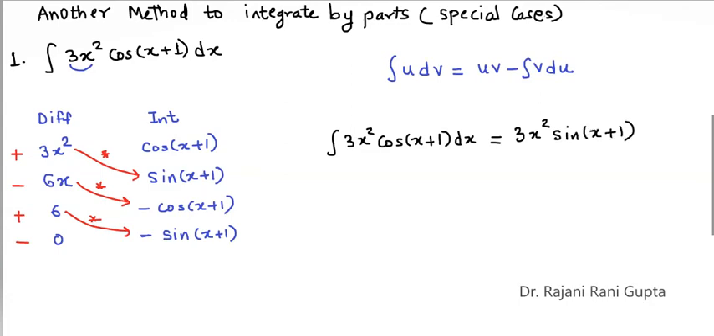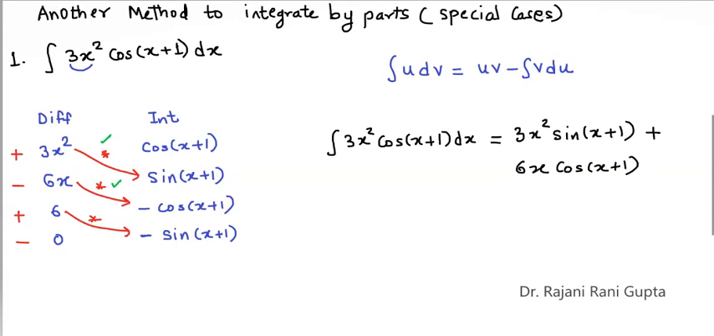So first arrow done. Now for the second arrow, what is the sign here? Minus. What is the sign here in this term? Minus. So minus minus becomes plus. Now multiply the term 6x with cosine x plus 1. So 6x cos x plus 1. So the second arrow is done as well.